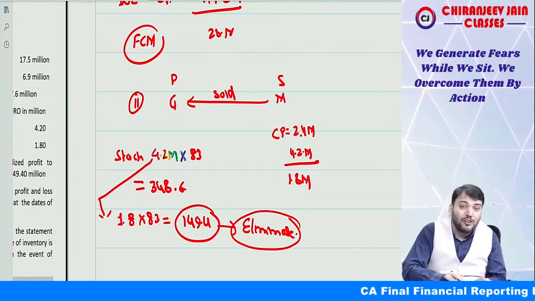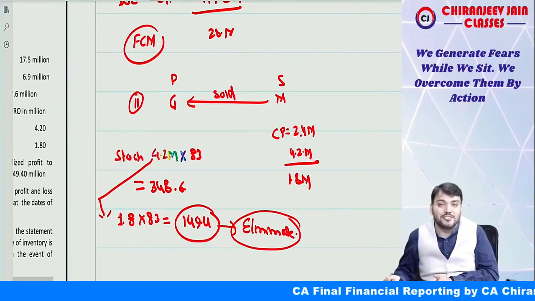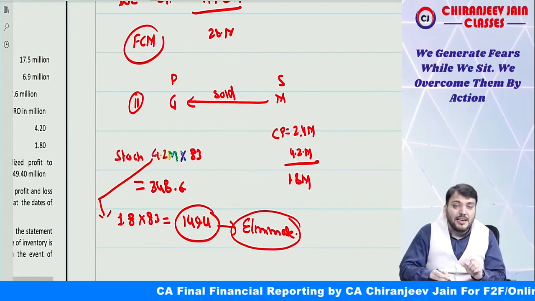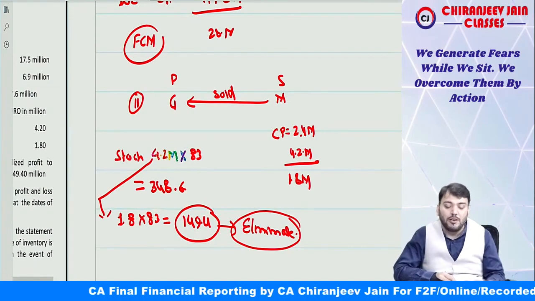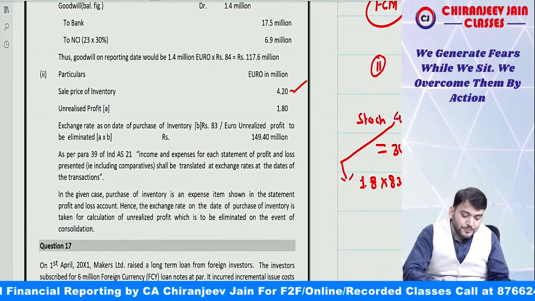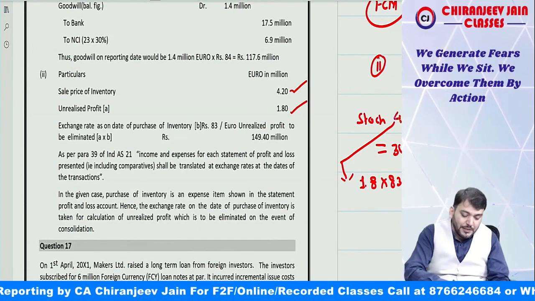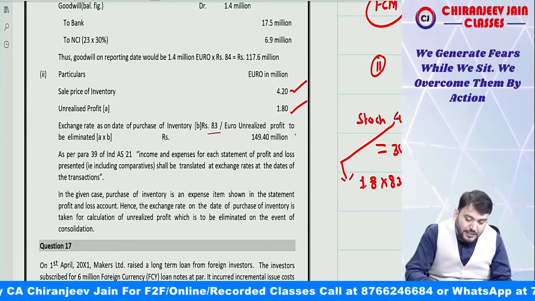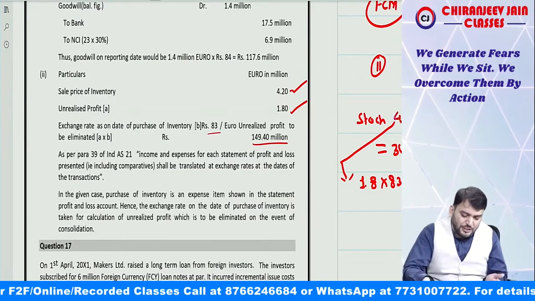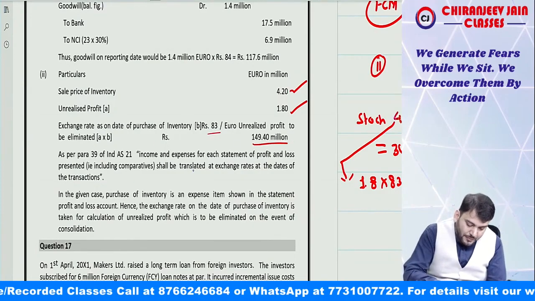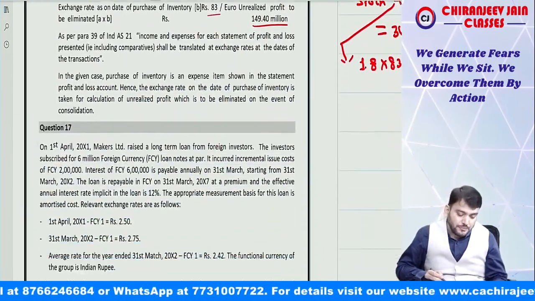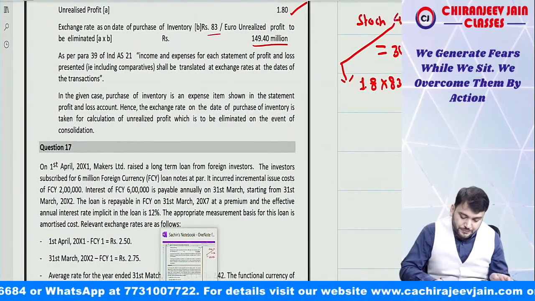Stock will not be translated using the closing exchange rate. The stock will be carried at cost, that is 4.2 into 83, and this includes an unrealized profit of 149.4. Let's see what they have given. Sale price is 4.2, unrealized profit is 1.8, and the exchange rate as on the date of purchase is 83. The same answer is given. I hope you have understood this also. Yes, sir, we have understood.